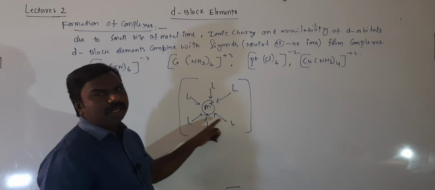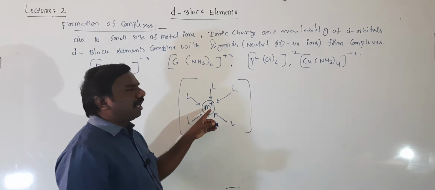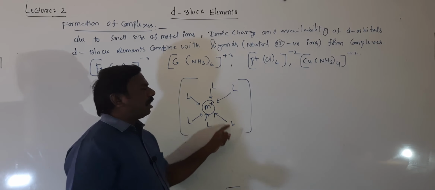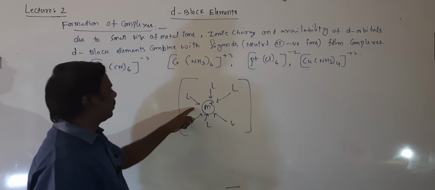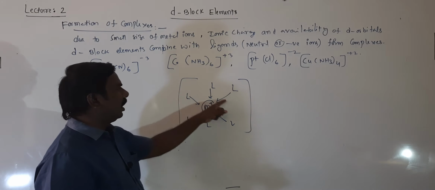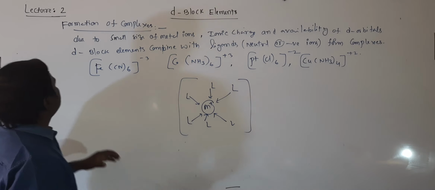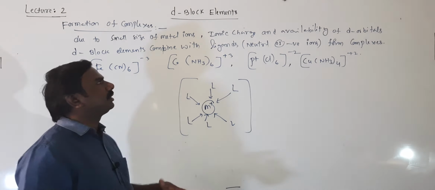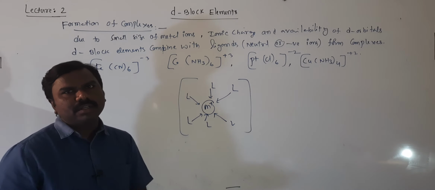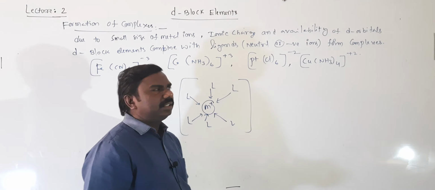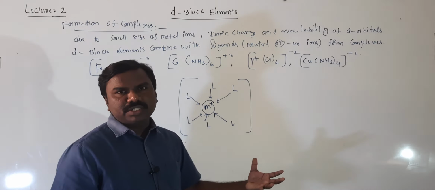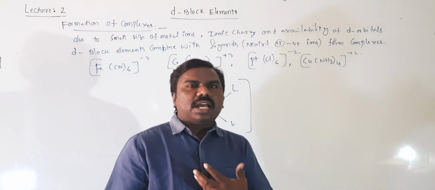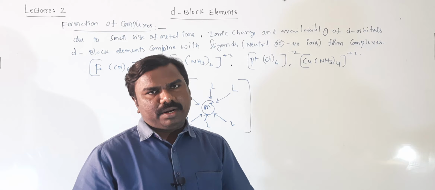It is because of the coordinate covalent bond. So this metal ion, a d block element, combined with neutral or negative molecules, then forms a complex. It is called a coordinate covalent compound. Now what is the reason for the formation of complexes or coordinate compounds by the d block elements? Because of their small size, and they can show variable oxidation states, nothing but ionic charge, and in that there is an availability of d orbitals.